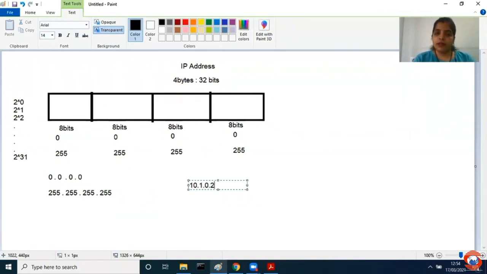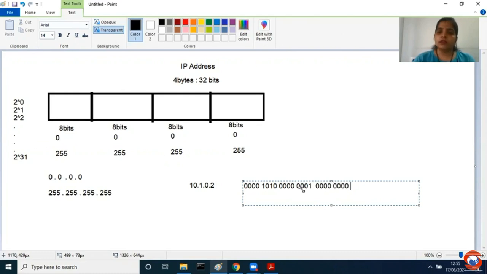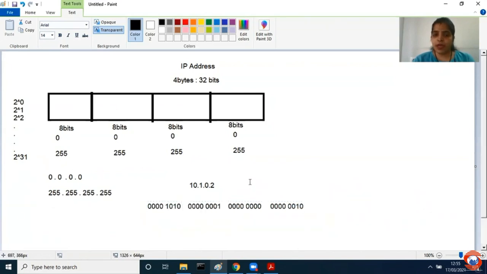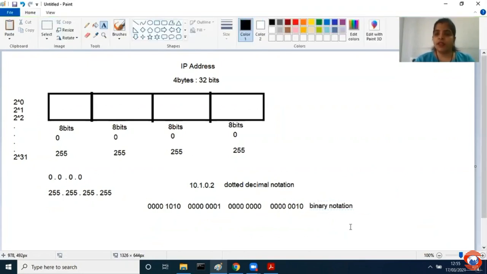10.1.0.2, right? Next, if I try to represent 10 in binary, can I say 10 will look like this? Can I say 1 will look like this? Can I say 0 will look like this? And can I say 2 will look like this? Do you all agree? This is first octet, this is second octet, this is third octet, this is fourth octet. Means this is called dotted decimal notation, and this is called binary notation. I hope you have understood, everyone.